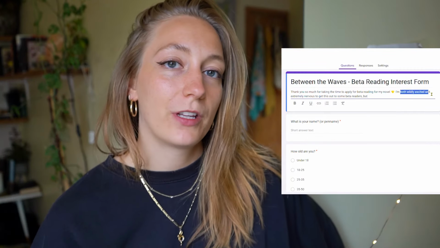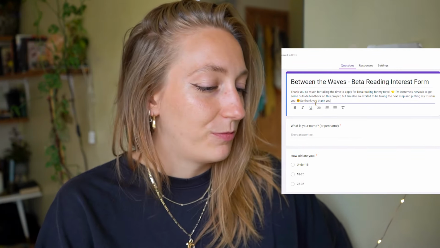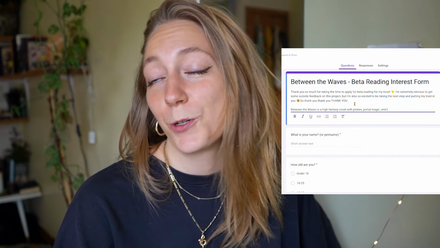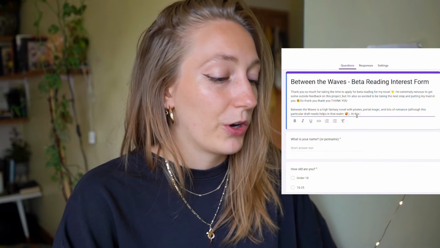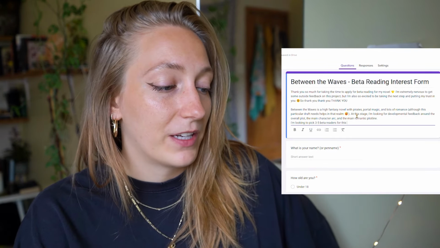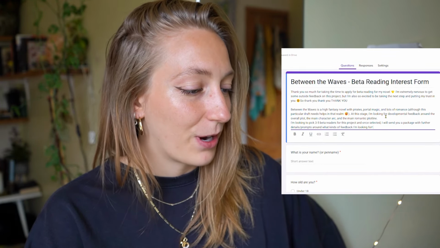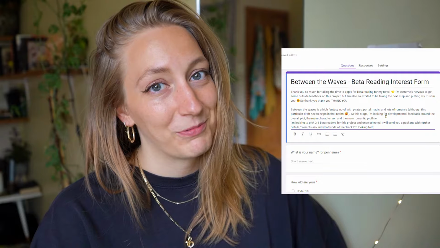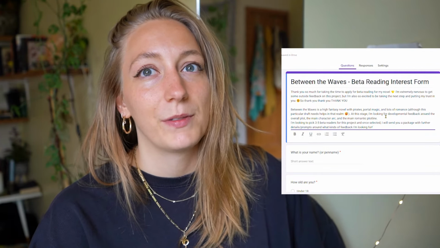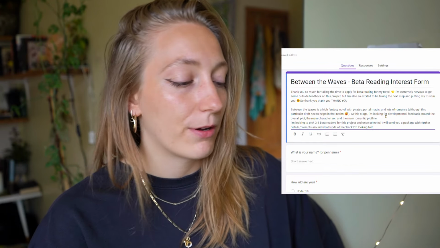So I wrote out a description for this beta reading form, again expressing gratitude, because genuinely anytime anyone is willing to read 80,000 words that I wrote, I'm just overflowing with gratitude. I have no words. So then I mentioned Between the Waves, it's a high fantasy novel with pirates, portal magic, and lots of romance, although this particular draft needs help in that realm, because that's true. I want to flesh out the romance a bit more and the romantic arc, but I'm still exploring that, and I think I need some feedback around that as well.